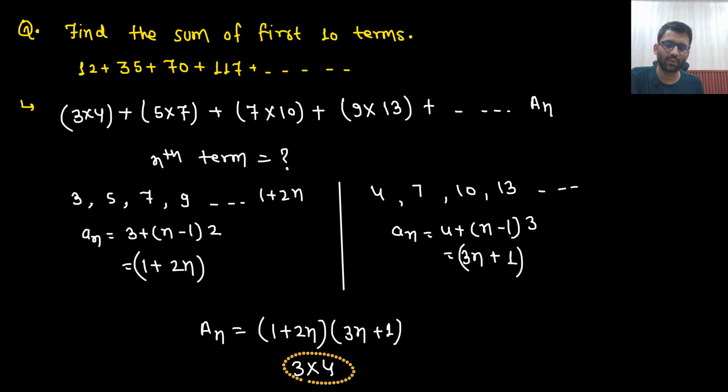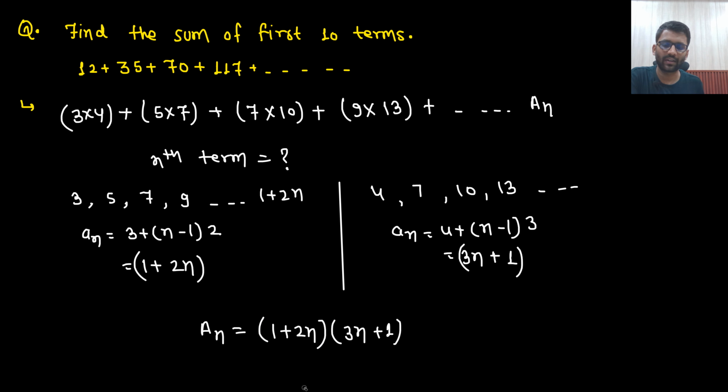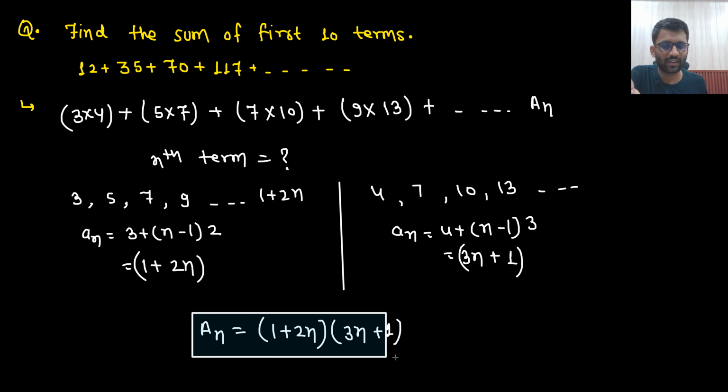If you put n equals 2, what do you get? 5 into 7, right? If you put n equals 3, what do you get? 7 into 10. So if you put n equals n, what will you get? This one. Do you understand how I determined this term? This is the nth term.